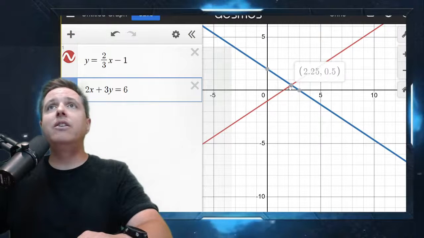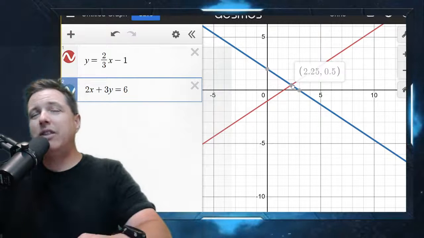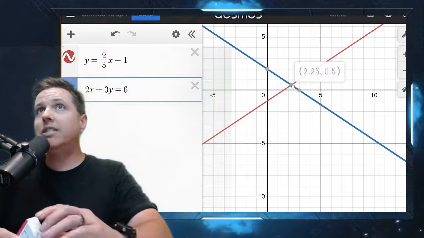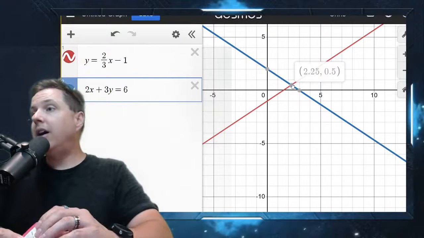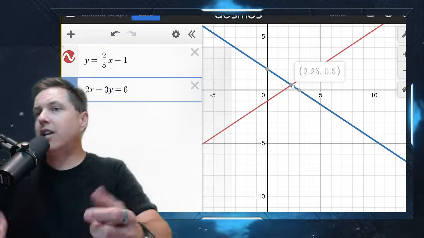Okay, so we can see right here that we get an intersection point. Now, in this case, this one still comes out fairly well behaved, but you can see we are getting fractional and or decimal values as our solutions, which generally can come up a lot, right?